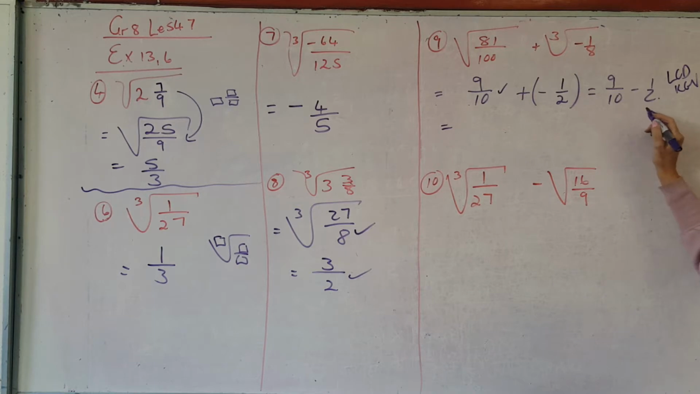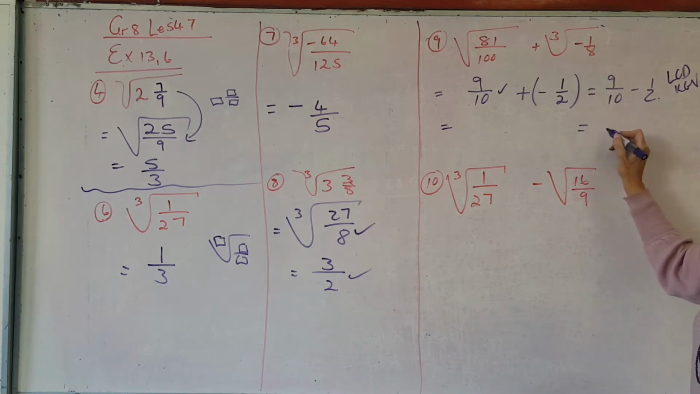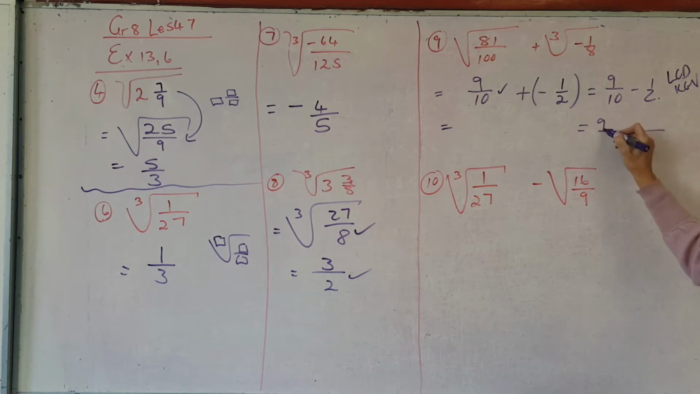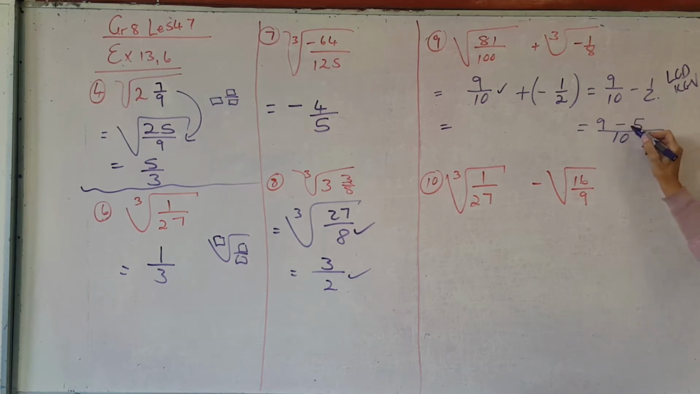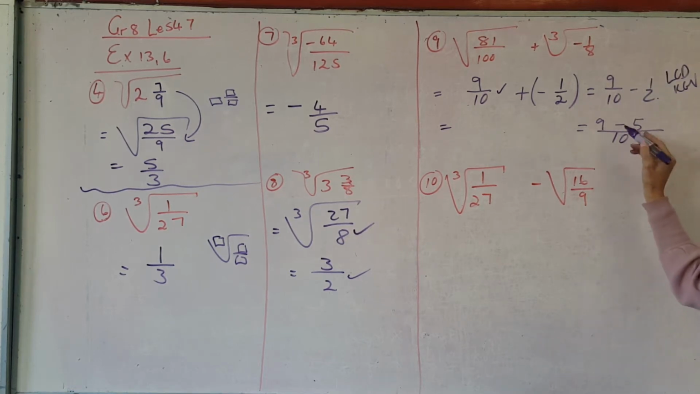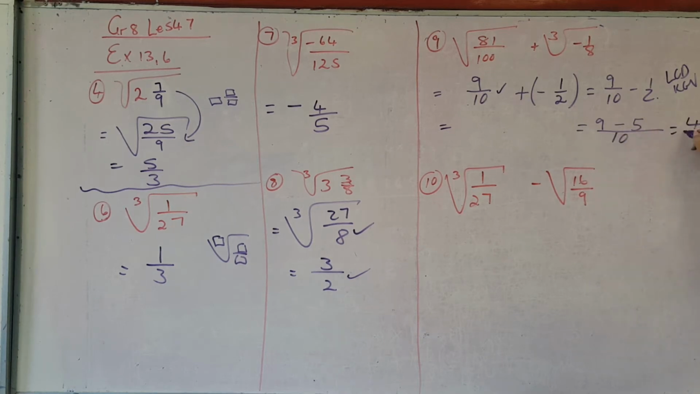En die KGV van 10 en 2 is 10. So what did you do to 10? You kept it the same. What did you do to 2? You times with 5. So you must times the minus 1 with 5. So it's minus 5. KGV. Kan ek dit skryf as 9 op 10 en 5 op 10? Yes, you can separately write it or together like this. And then your answer is 4 over 10.